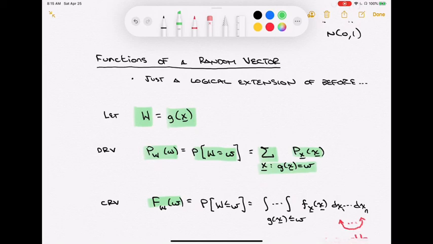The discrete case is simple to visualize, but in really high dimension cases, coming up with an automated way to count up all the points x such that g of x equals w can be a bit of a head scratcher.